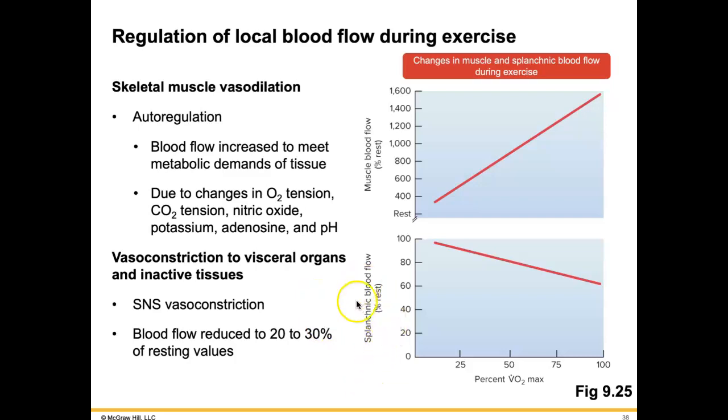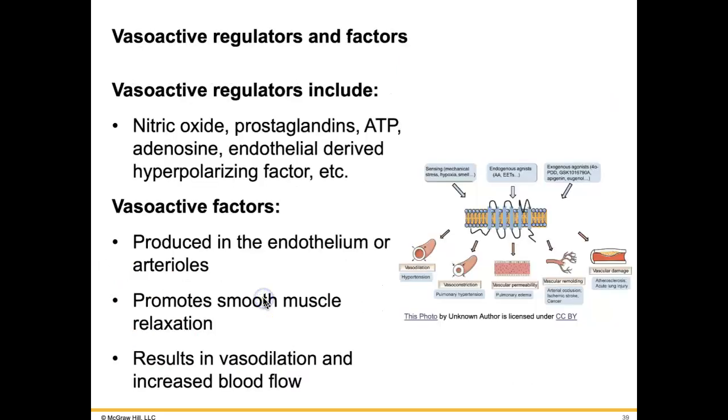And within the sympathetic nervous system, we have this splanchnic blood flow. So you could see that when we are at rest and our oxygen consumption is low, we are at a pretty high level of this splanchnic blood flow, and then we start to see it decrease as we exercise. And just as a reminder, our sympathetic nervous system is causing vasoconstriction because that is going to decrease blood flow.